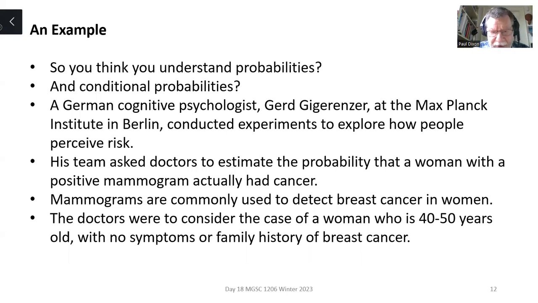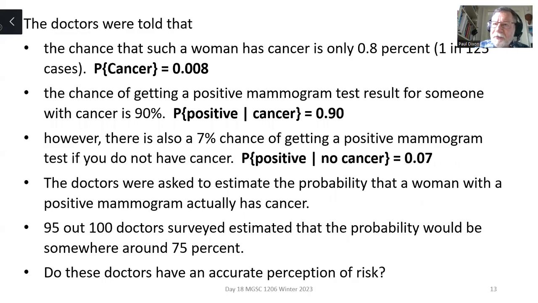So the experiment was to try to understand whether or not people have a good appreciation of probability. The experiment was set up by getting a group of doctors to try to predict whether or not a patient had cancer. They were told information about the patient and about diagnostic tests that were given to the patient. The patient is a woman 40 to 50 years old, and we're trying to predict whether or not this woman has breast cancer.